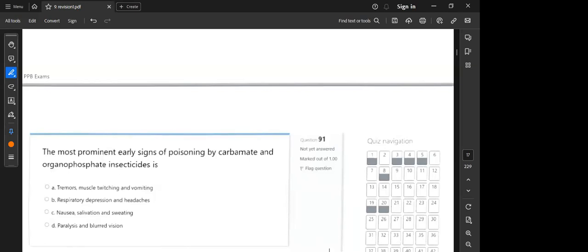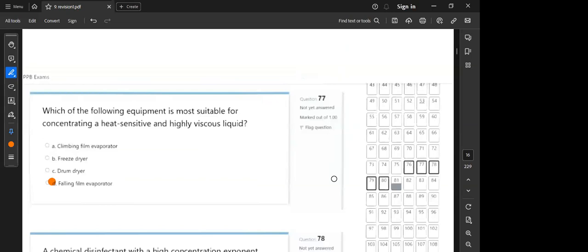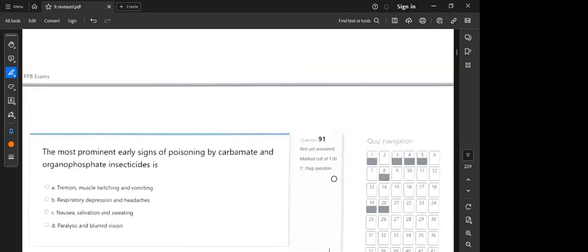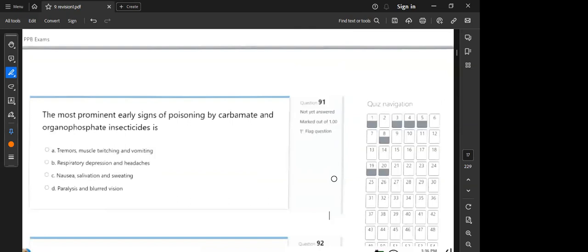Janet, number 85, the one for the leaves and twigs of Catha edulis, commonly used as a plant of drug abuse in Kenya. Okay. The most prominent early signs of poisoning by carbamates and organophosphate insecticides: tremors, muscle twitching and vomiting, respiratory distress and headache, nausea, salivation and sweating, paralysis, and blurred vision.